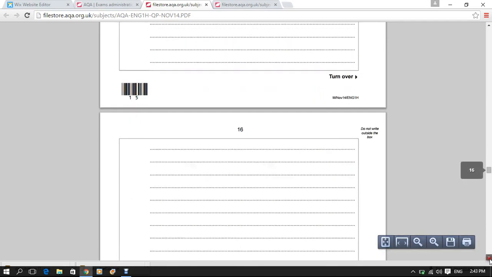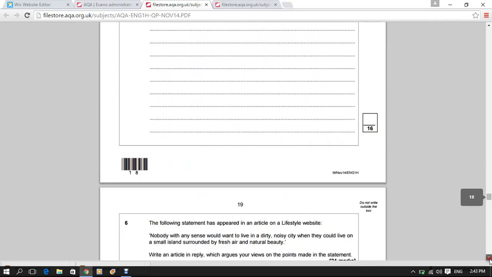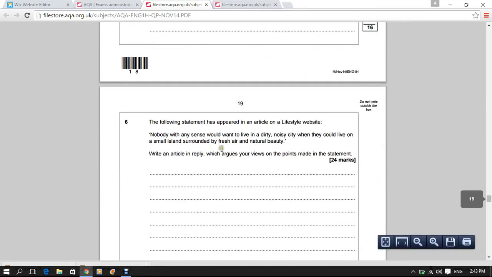Once you've done that, you're on the home straight, and there's just question 6 all the way down here. Question 6 is the big writing question. Again, it's really important that you do this well because it's worth an enormous amount of marks, 24 marks. You will usually get a statement. This one is that it's much nicer to live in the countryside than it is to live in the city. And you'll either be asked to argue or persuade.